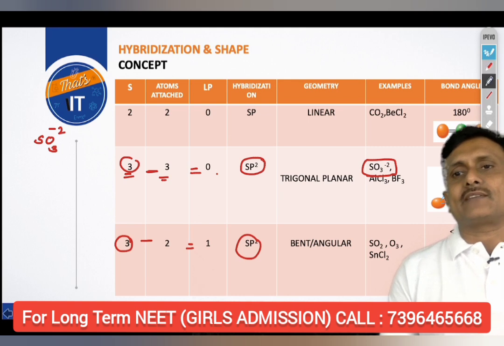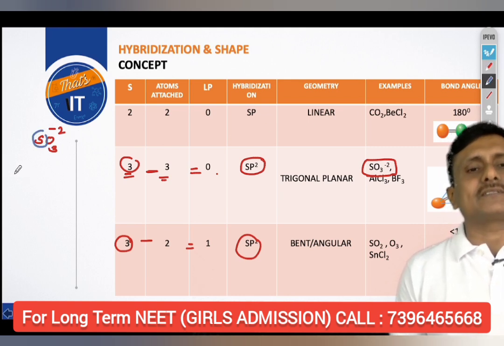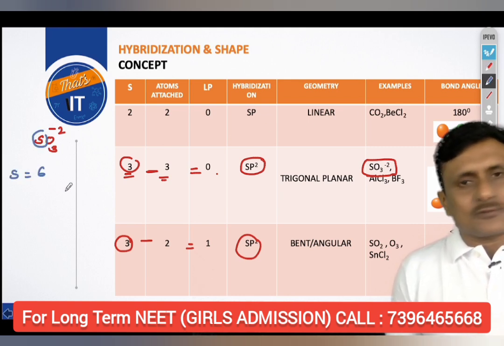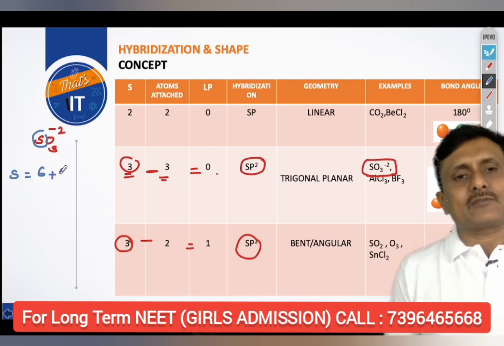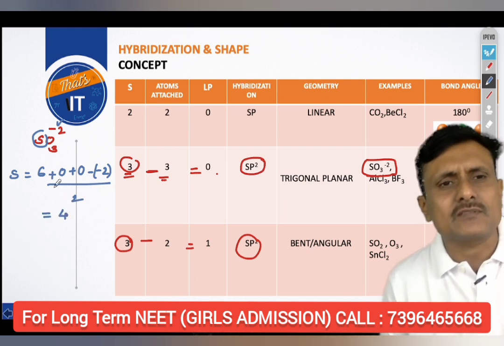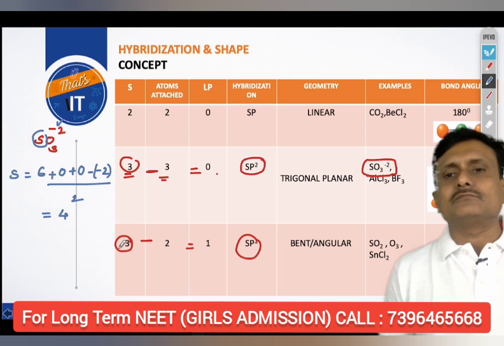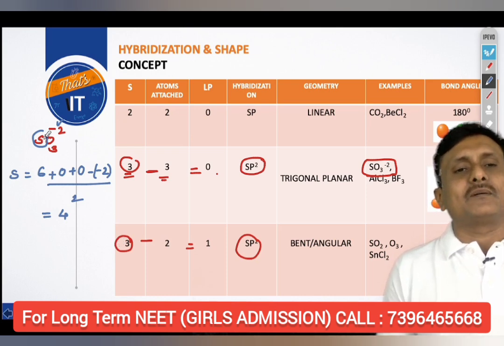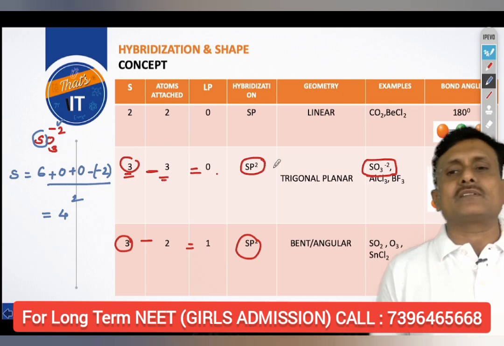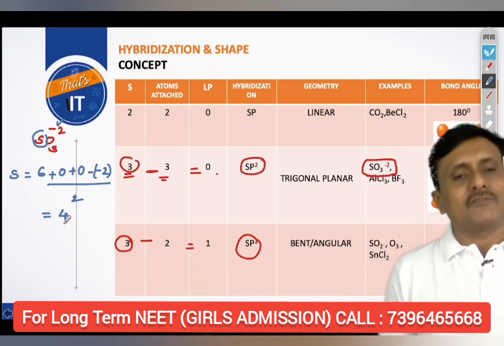I'll find out the S of sulfur. Sulfur is the central atom. Valence electrons, you know, it's a 6th group element, plus hydrogen 0, halogen 0. Minus of charge, the charge is minus 2, you can see, by 2. So this is turning out to be 4. 4 means how much? Valence electrons. Alright, SO3 2- is turning out to be valence electrons 6 plus 2, by 2. The S value should be 4 actually, right? 6 plus 2 by 2. So that means the hybridization is sp3.